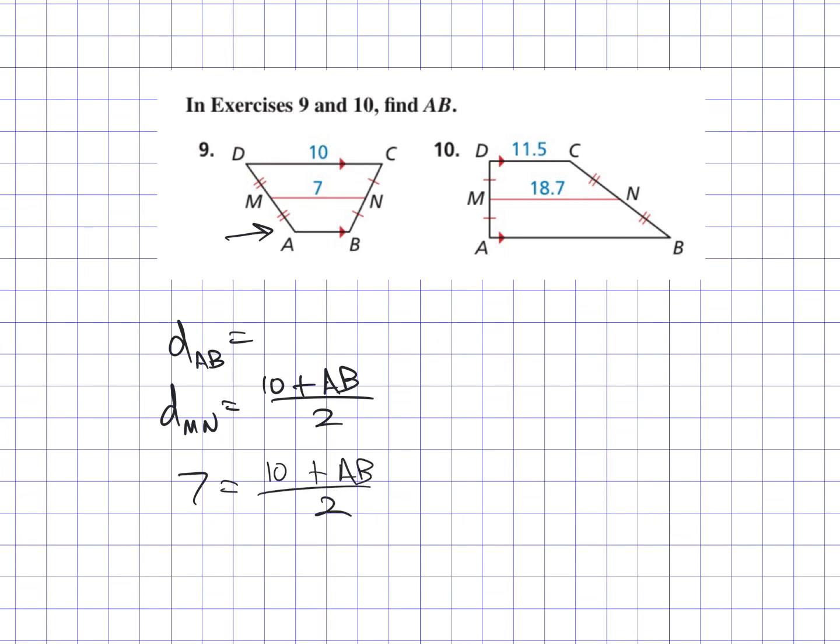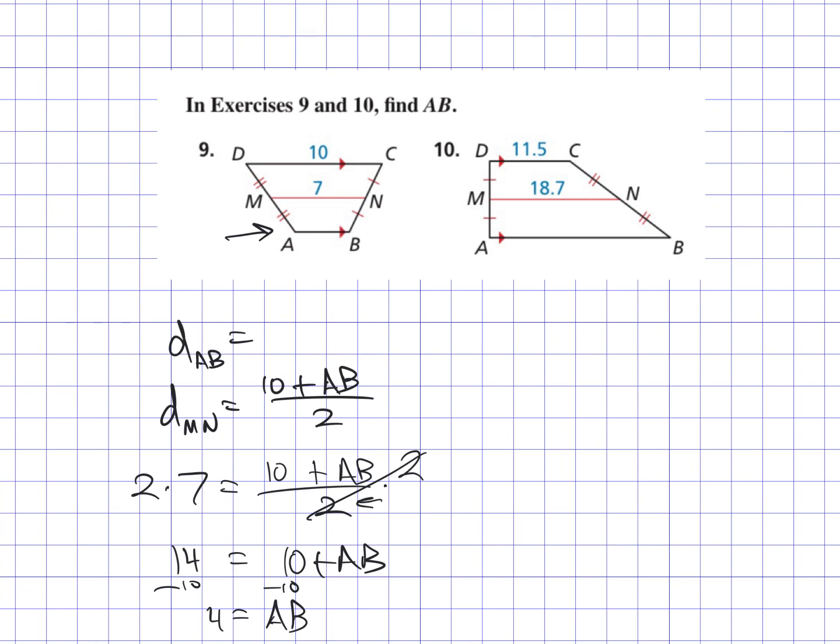So how do we solve for AB? Well, you can't have the 2 here, so let's multiply to get it out on both sides. So the 2's reduce out on the right, leaving 10 plus AB. And we have 14 on the left now. Subtract 10, and you get 4 is AB.